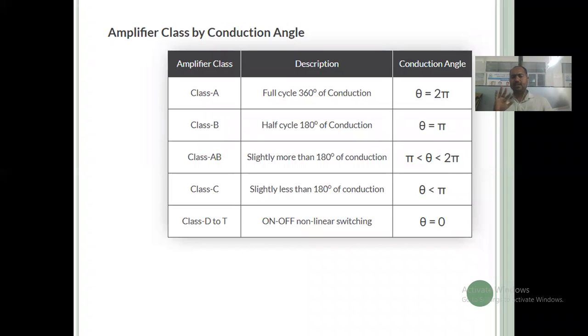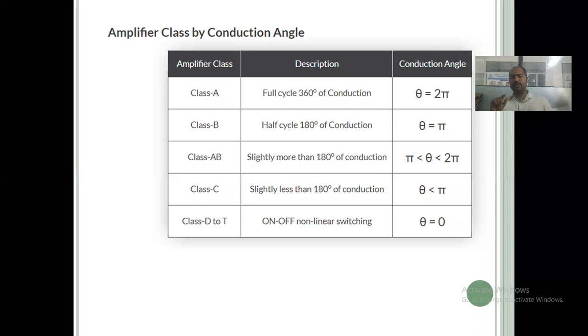Class AB. See, we know that due to the use of class B, there is one problem, that is crossover distortion. So we remove this crossover distortion by applying 2 diodes, right? One diode is used in the positive, the other in the negative. So that's why the conduction angle for this configuration should be greater than pi. Pi is nothing but 180.